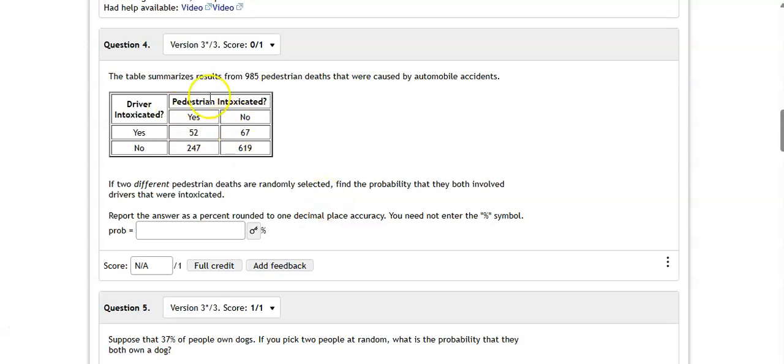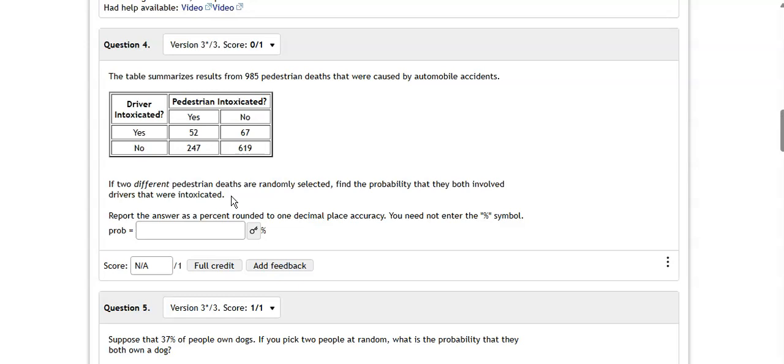Okay, so let's take a look at this one. We've got this table talking about drivers being intoxicated and pedestrian deaths caused by automobile accidents where drivers were intoxicated or not intoxicated. And then, of course, it also tells whether the pedestrian was intoxicated. But the truth is, for this particular question, all we care about are the situations where two different pedestrian deaths are randomly selected, and we find the probability that in both cases, the drivers were intoxicated.